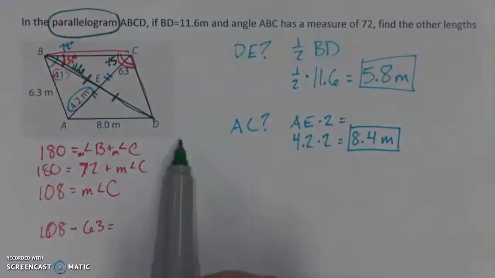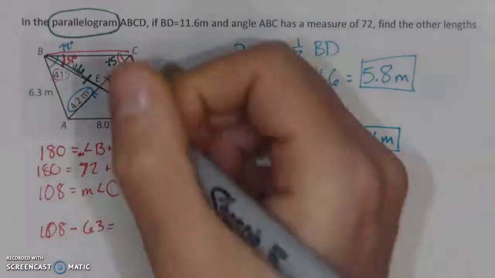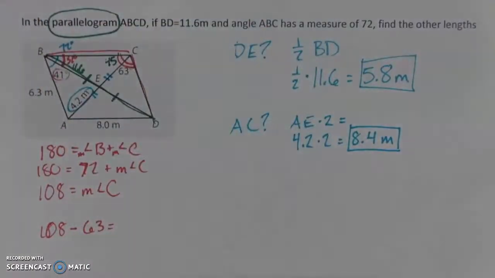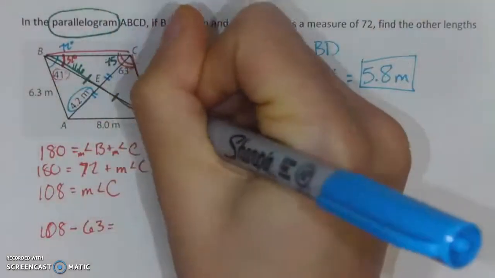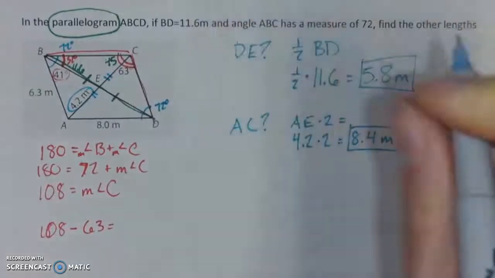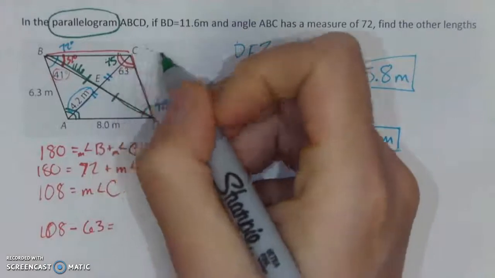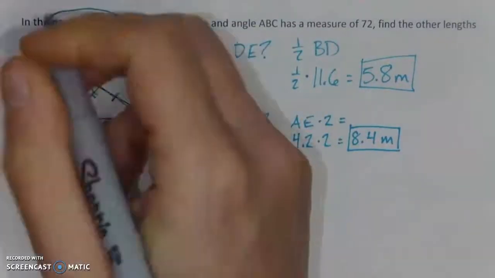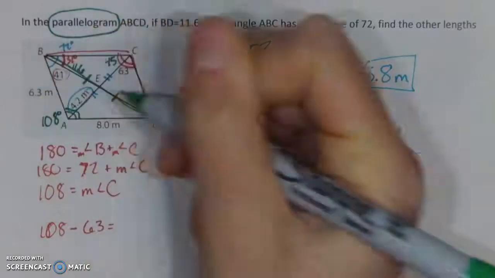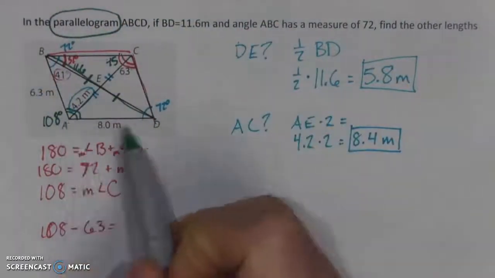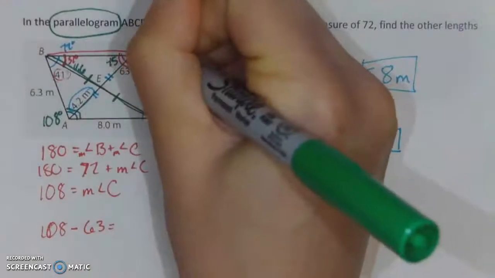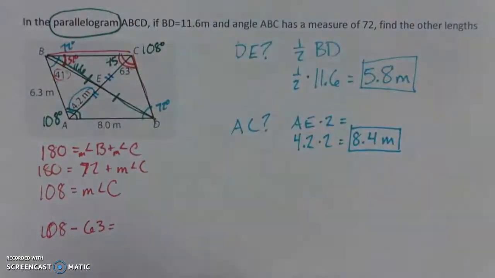Don't forget that I can also find A and D very easily at this point, because B is going to be congruent to angle D, which means that if B is 72, the full angle D is also 72 degrees. And C and A are congruent to each other, so if C's entire measure is 108, then A's entire measure is 108 degrees as well. Notice that if you add these up, they should give you a total of 360 degrees, since we're still dealing with a quadrilateral.